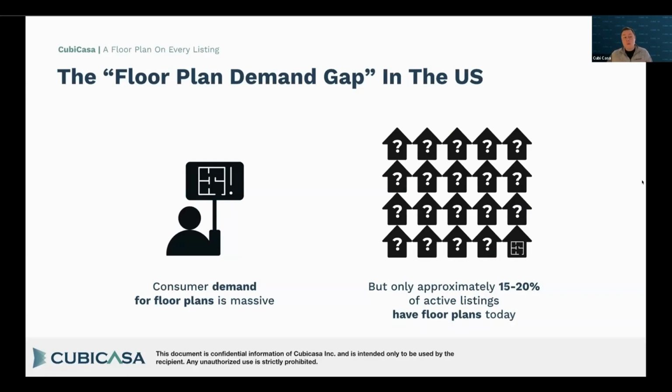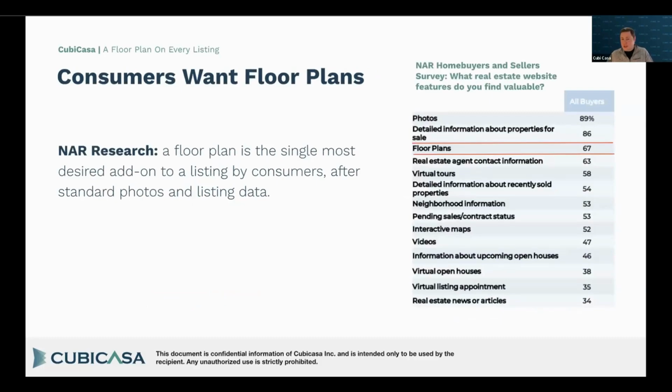And if we look at the NAR Home Buyers and Sellers Survey, I'm sure some of you on this call are familiar with it. One of the questions that gets asked each year is what website features on a listing are considered the most valuable? And what we can see is that floor plans are the most desired add-on for consumers outside of the basic of all basics. So photos and detailed info about the property are always going to be number 1 and 2. I personally don't really count it as a listing if it doesn't have those two. So we can see floor plans being in that top spot.